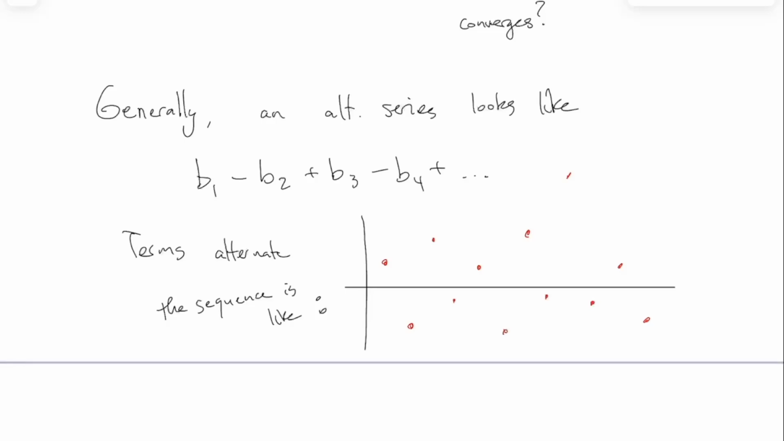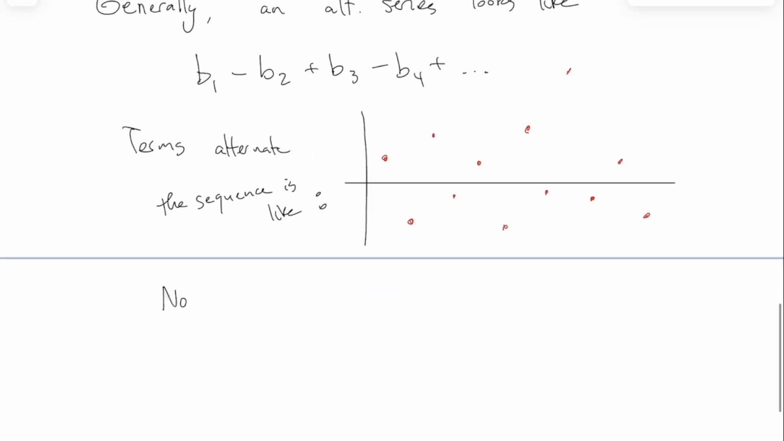So the first thing that we can say is they don't always converge. A sequence like this, which goes alternating, does not always converge, like minus 1 to the n doesn't converge. So there's no guarantee that it will converge.